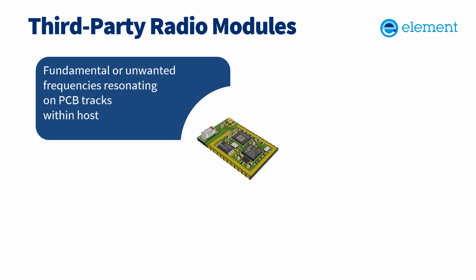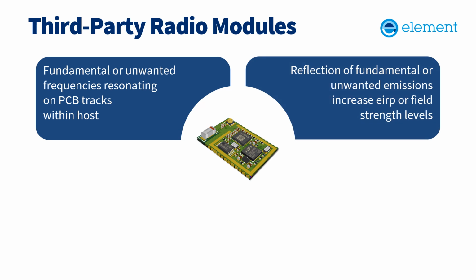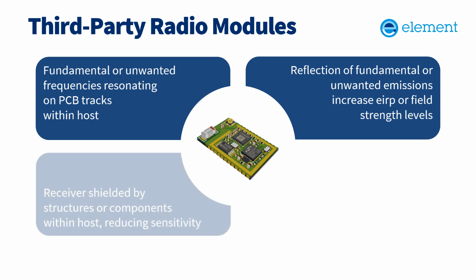So when we're thinking about third-party radio modules themselves, some of the things that we should be thinking about when we're integrating those into the host equipment is the fact that the fundamental or unwanted frequencies can start resonating if you start changing track lengths and PCB layouts. When you put it inside a metal box, for example, if you put other electrical devices around it, then you can get reflection of those signals off the other devices, which can affect the radiated power which is emanating from the device itself.